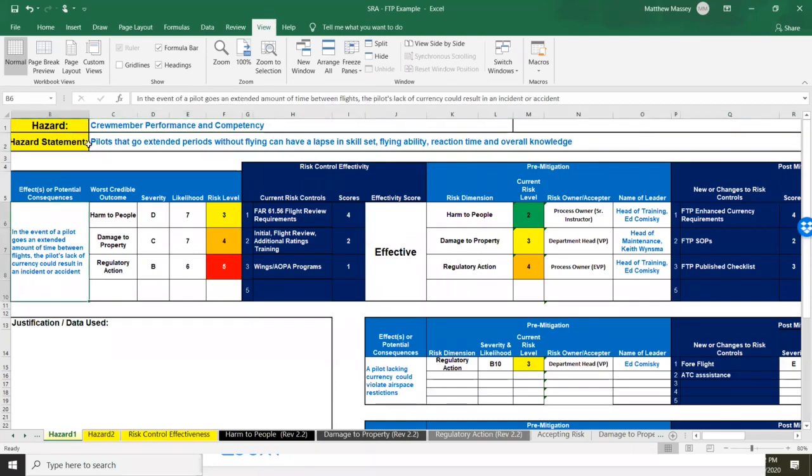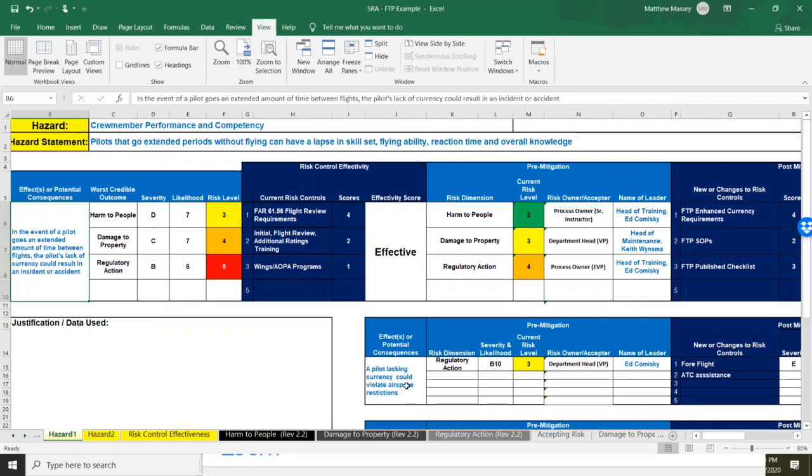And so that's the hazard, right? It's just simply if we go for extended periods of time, we're not at our best. That's not saying anything that is shocking by any means. The consequence would be that the pilot's lack in currency could result in an incident or accident. And that's really worst case scenario. I have more hazards under this though.